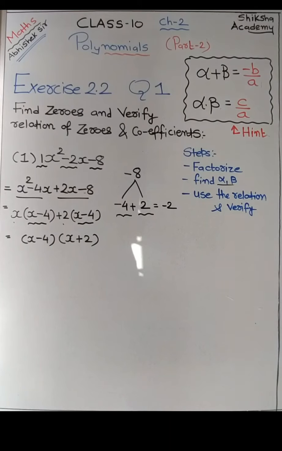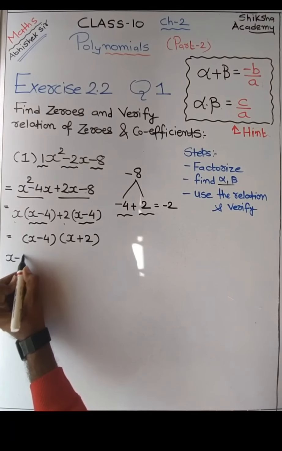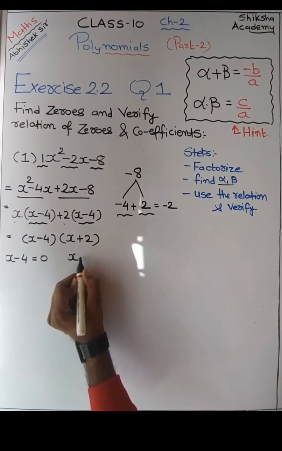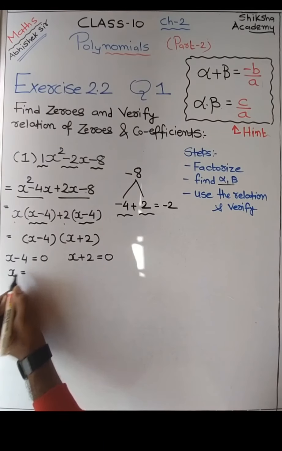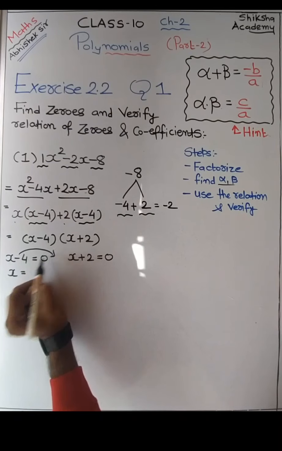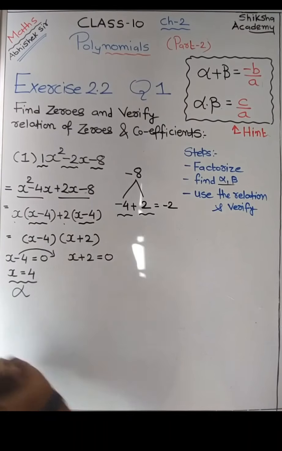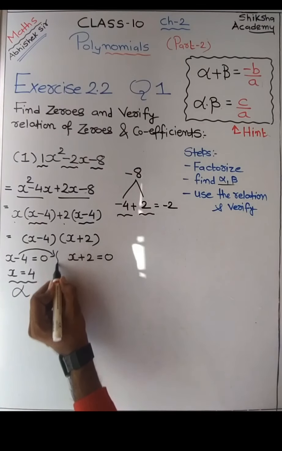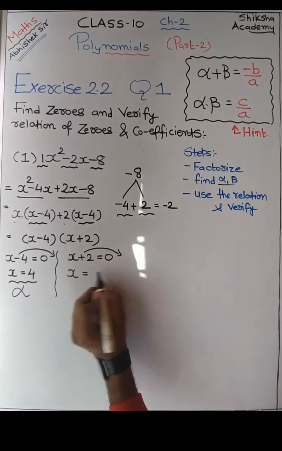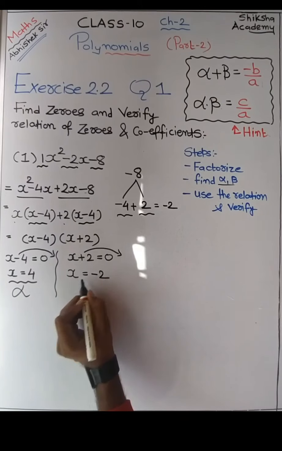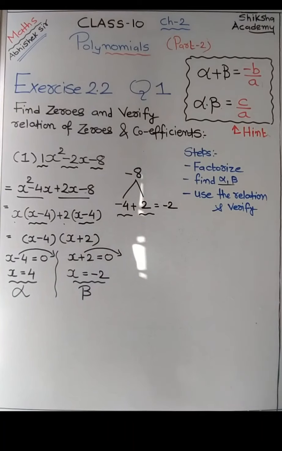So right now we have these factors, right? Next what we will do is compare each factor with zero, and find the value of x. Minus 4 will come over here, it will become plus 4. So here we have got our first zero, let us call it alpha. Moving on to this part, plus 2 goes over here, comes in the right hand side, becomes x equals to minus 2. So here we have another root, let us call it beta, right?